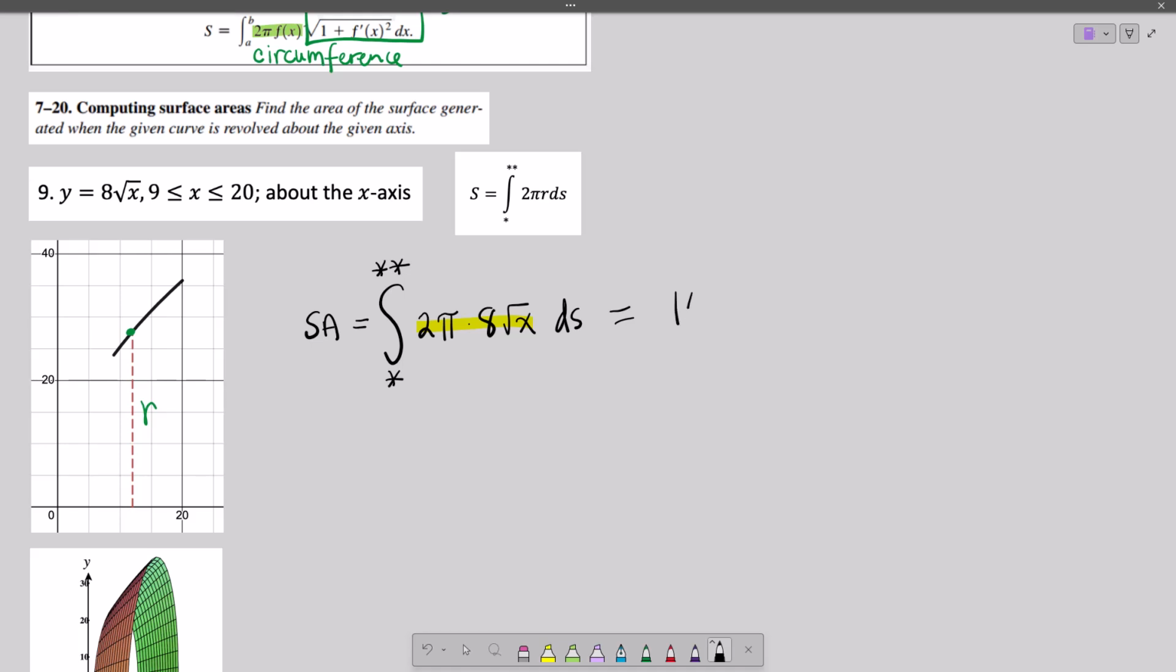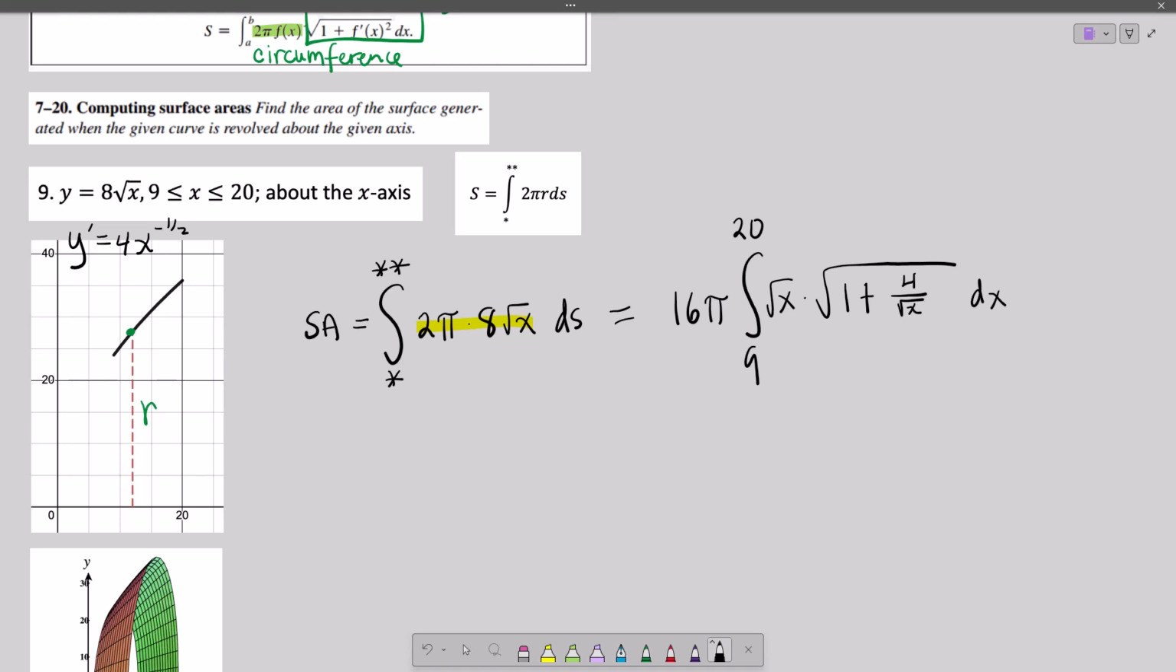So this is going to be 16 pi to the outside. Our limits of integration are going to be 9 to 20, since they give those to us. We have square root of x. And then it's going to be the square root of 1 plus the derivative squared. So we just need to figure out the derivative of y. So y prime, bring down the half, and we're going to get 4x to the negative 1/2. So that's what goes in here. 4x to the negative 1/2 plus 1. And I'm going to write it as 4 divided by the square root of x.